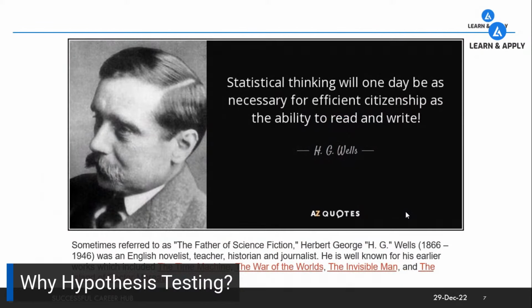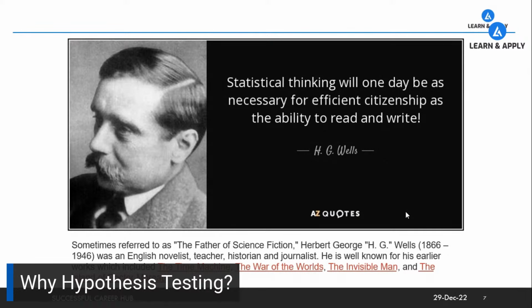You might have heard the name of this person, Herbert George, H.G. Wells. He was the person involved in The Time Machine, The War of the Worlds, The Invisible Man, The Island of Dr. Moreau. He is also called the father of science fiction. And look at his statement, from the early 19th century: statistical thinking will one day be as necessary for efficient citizenship as the ability to read and write. And that is today, right?